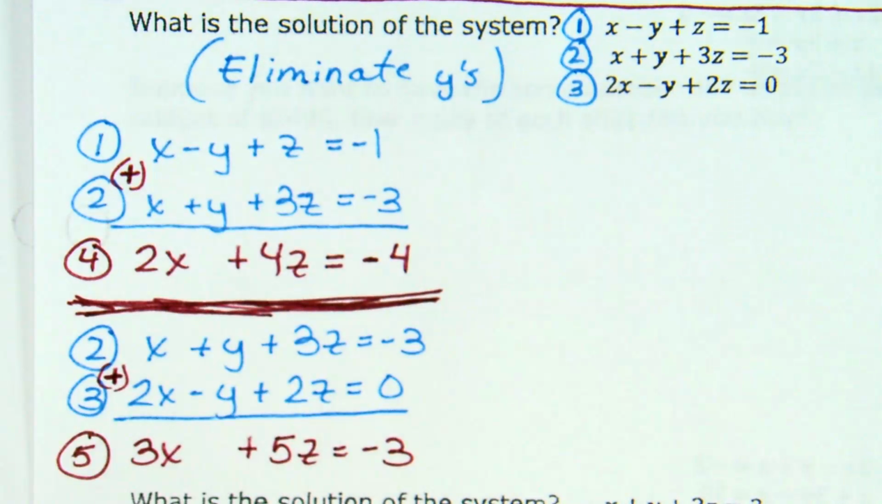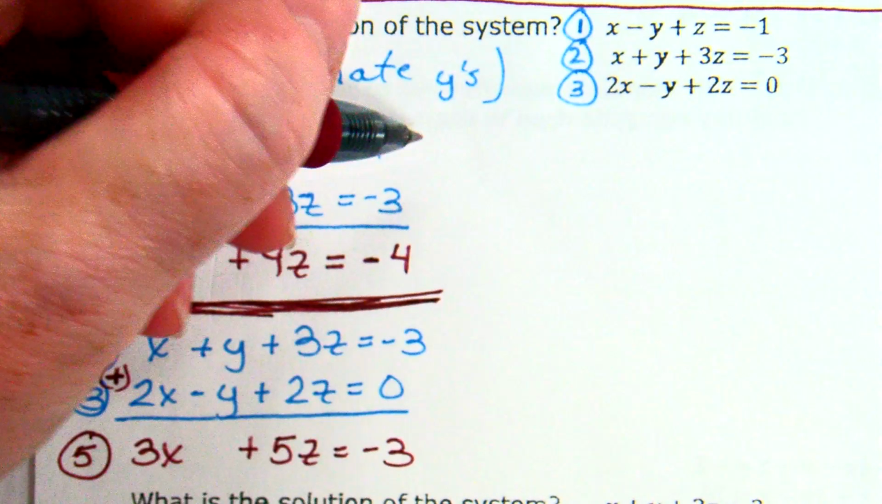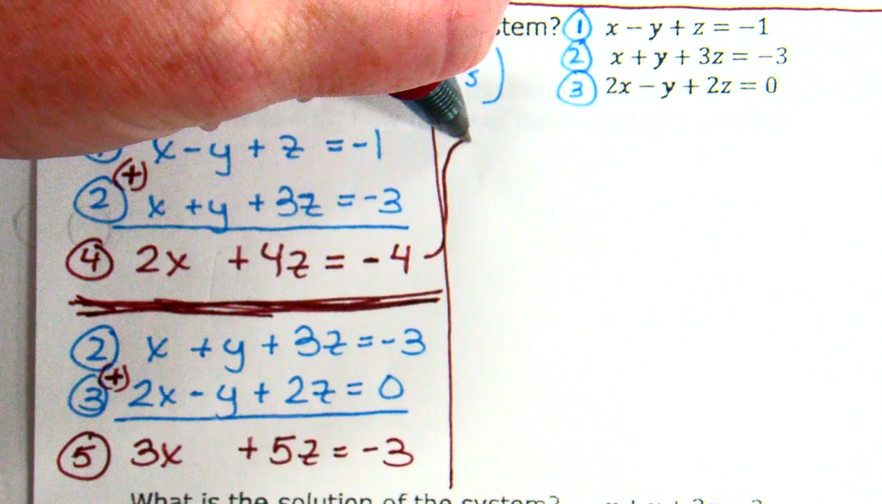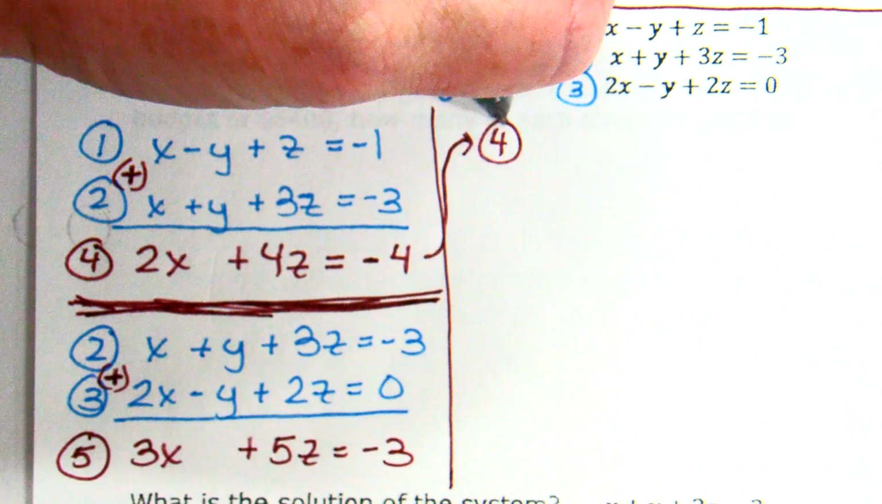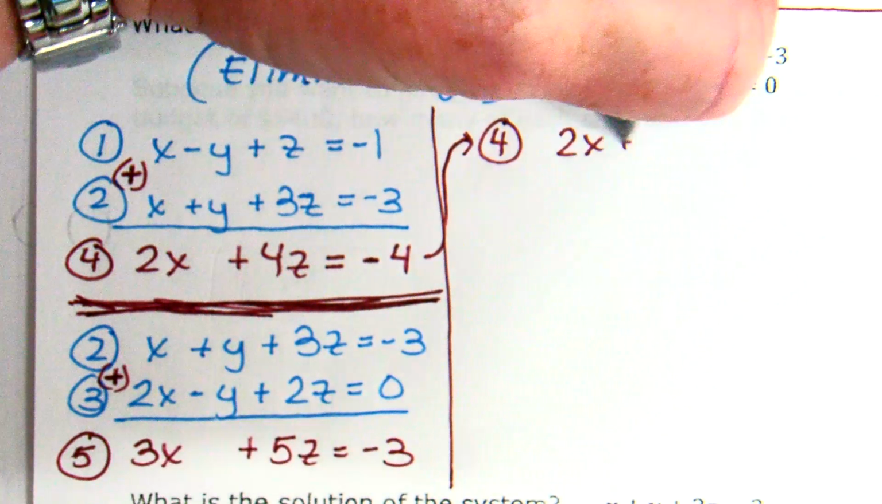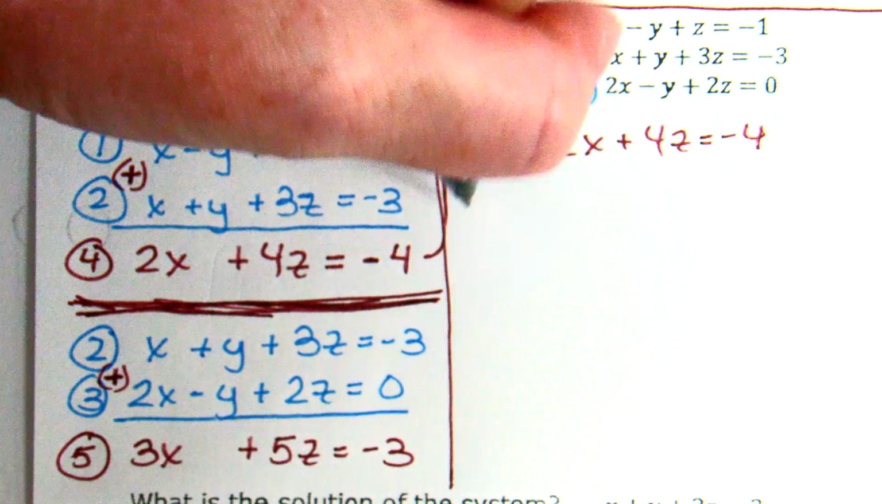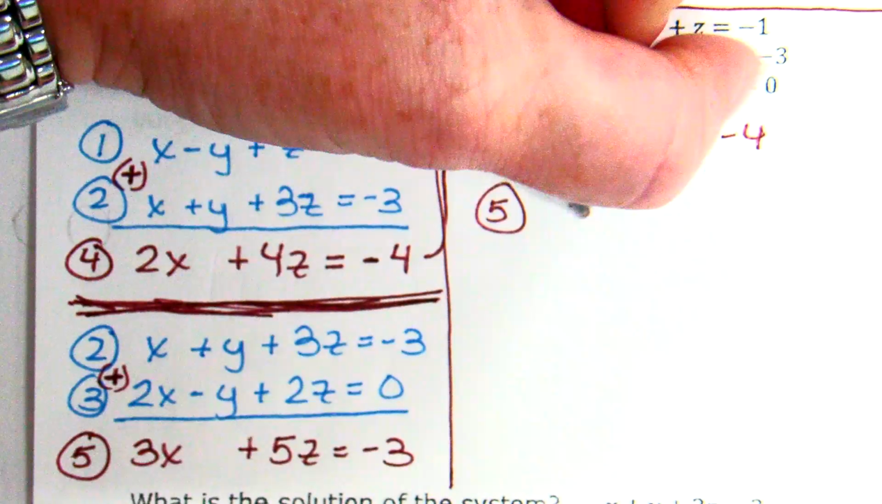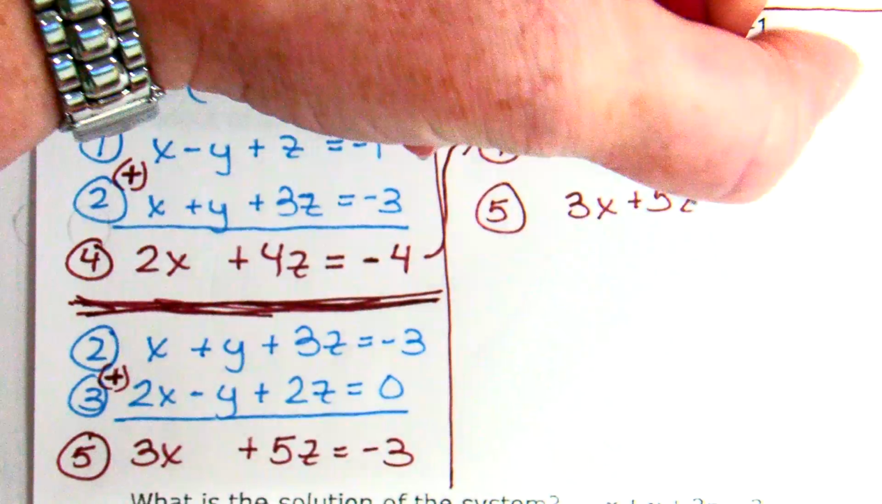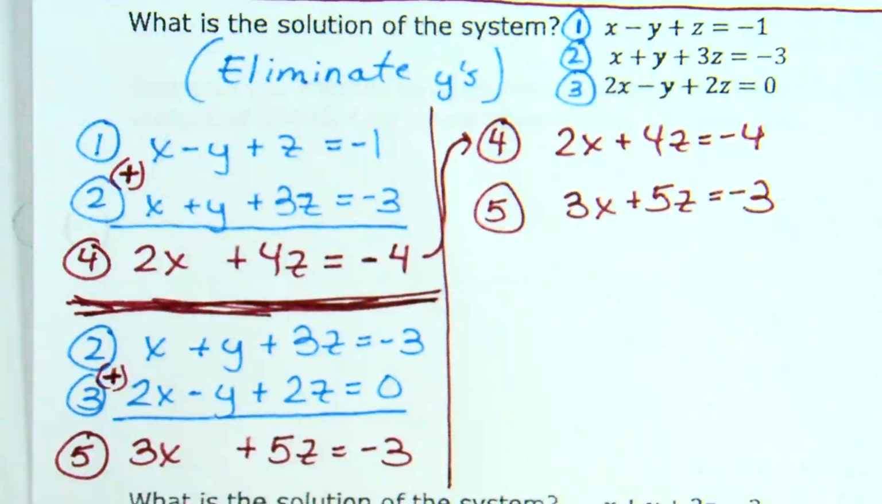Now, of course, we've got to move the difficulty up a level. So am I all of a sudden down to an equation with one variable? You got it. Okay, so let me write over here. I'm going to put 4 and 5 next to each other. So 4 was 2x plus 4z equals negative 4. And equation 5 was 3x plus 5z equals negative 3.